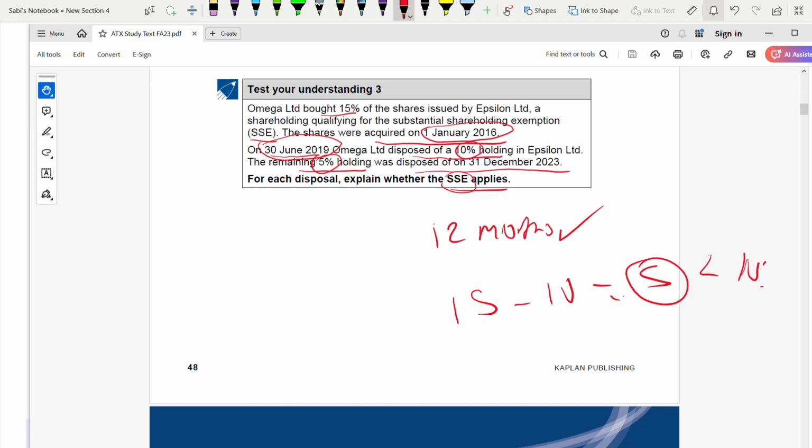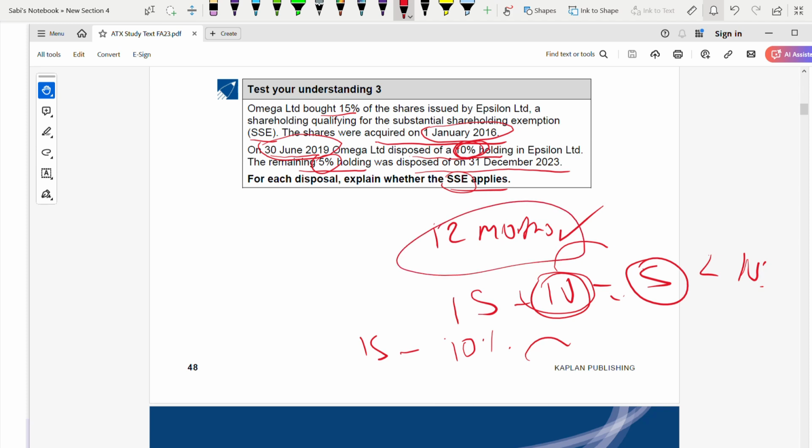Because Omega held at least a 10% holding. See, first it was 15%, then he disposed of a 10% holding. Omega held at least 10% throughout a 12-month period during the 6 years before the second disposal. So before that second disposal, a 10% holding was there, and he disposed of this 10% holding. But till then, for 12 months out of the 6 years, he was holding the 10%. That's why this will qualify for SEC.